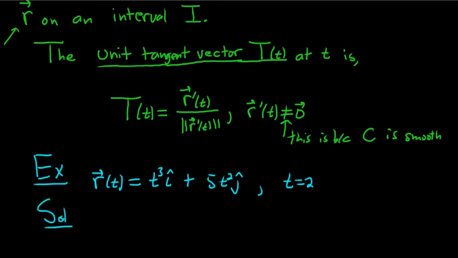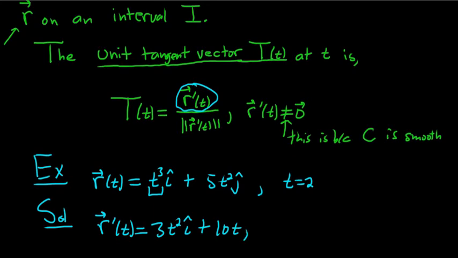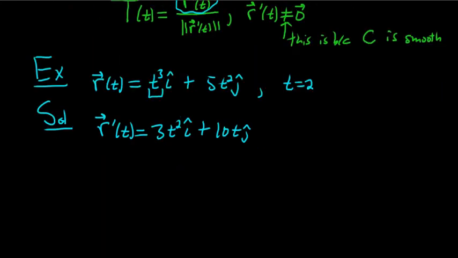We start by taking the derivative, because we need that piece up top. So r prime of t. To differentiate a vector valued function, you just differentiate each component. The derivative of t cubed is 3t squared, and then we have the i hat. The derivative of 5t squared is 10t, and then we have the j hat. So that's our velocity vector. If r is a position, r prime is our velocity vector.